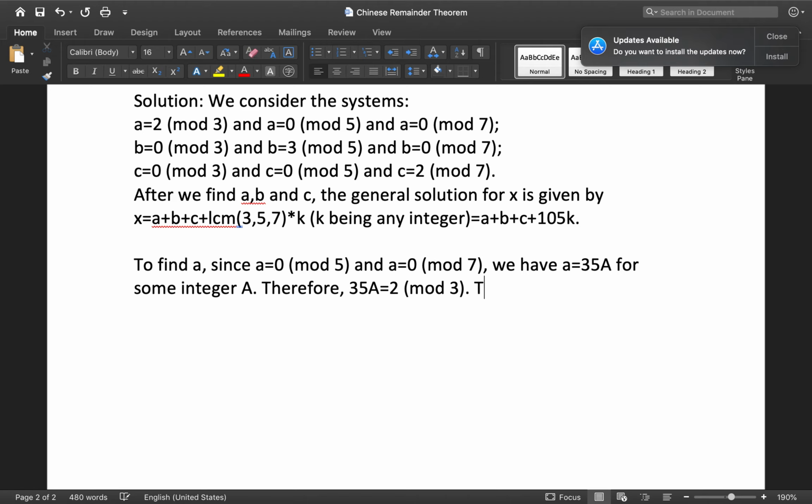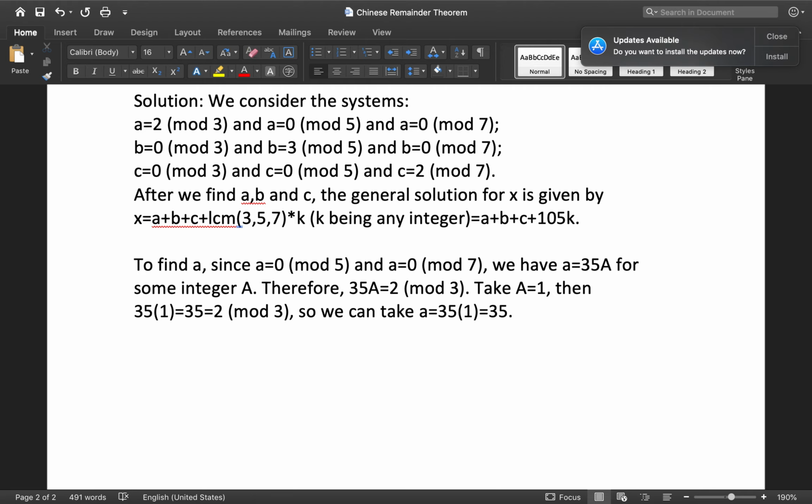For example, you take A equal to 1. Then you can check that 35 times 1, that is equal to 35, of course, but that is also congruent to 2 if you are taking the congruence modulo 3, because 35 minus 2 is 33, which is a multiple of 3, so that's why 35 is congruent to 2. So that's true. So we can take small letter a to be 35 times 1, which is 35. So that is the case for a.